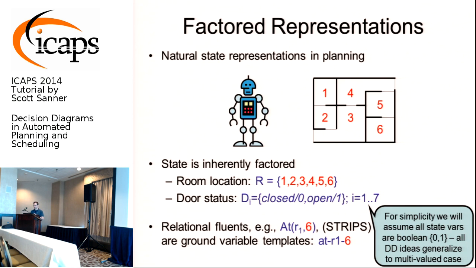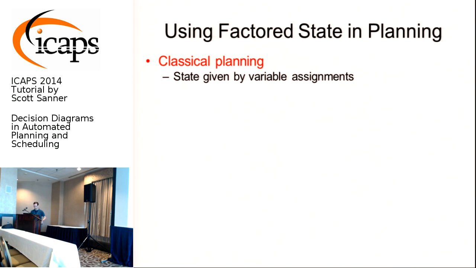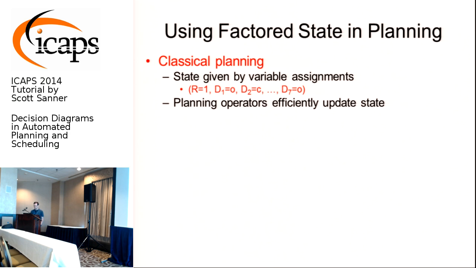Okay, so we have this very natural representation of the state. What do we do with it? If you're a classical planner, then the state's given by variable assignments, right? The robot's in position 1, door 1 is open, door 2 is closed, so on. Okay, and the planning operators officially update the state. You're in this state, you did this action. What variables change, what don't? Things like PDDL, RDDL, compactly encode the state updates. Okay, I would say that the classical planning is dominated by search-based algorithms. I mean, I don't know, is there any state-of-the-art classical planner that requires decision diagrams?